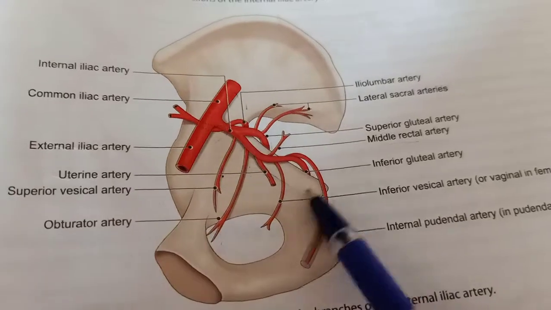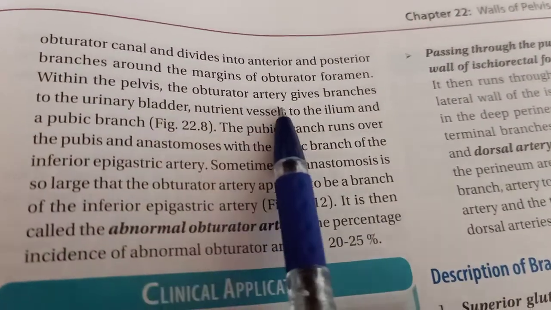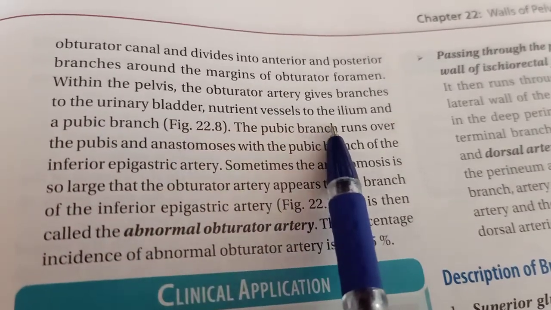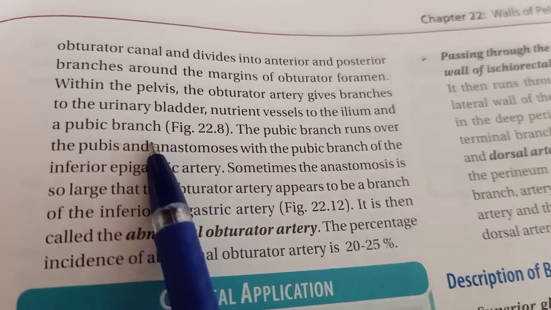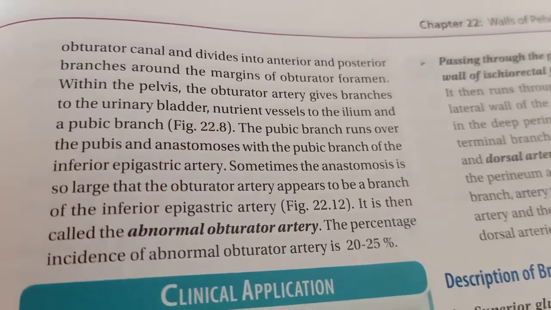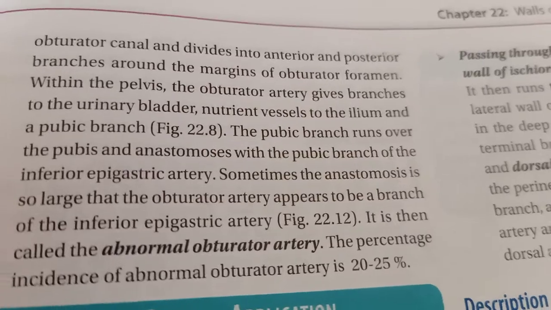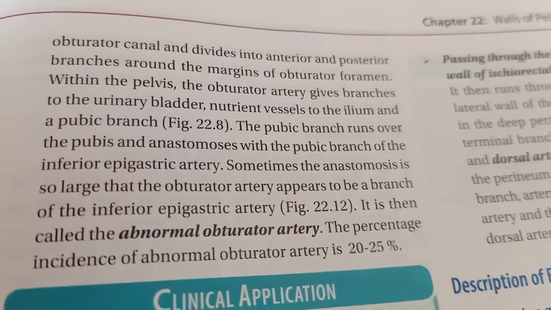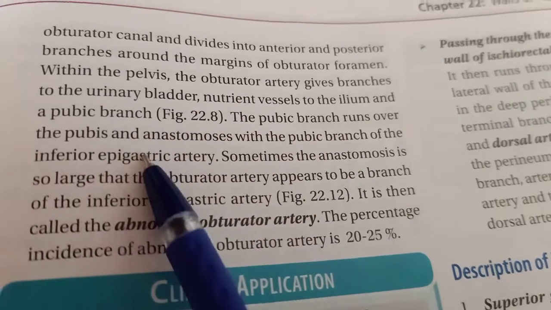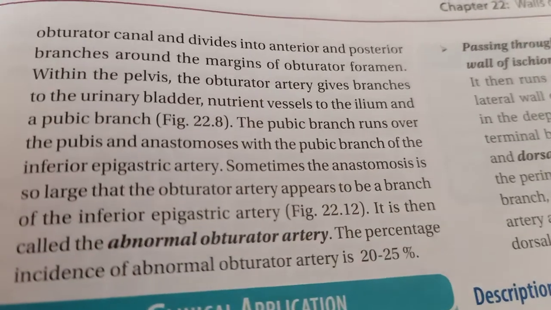Now, while passing through the pelvis, it gives branches to the urinary bladder, nutrient vessels to the ilium, and a pubic branch. So the obturator artery will supply the urinary bladder, the ilium, and a pubic branch. The pubic branch runs over the pubis and anastomoses with the pubic branch of the inferior epigastric artery.